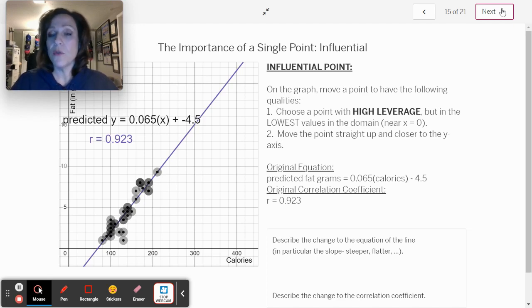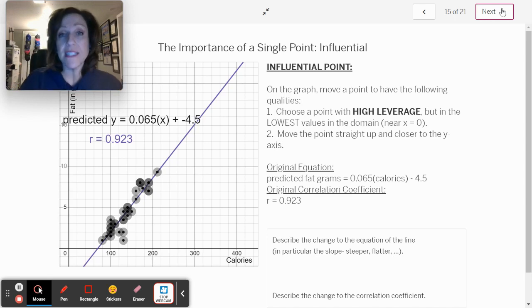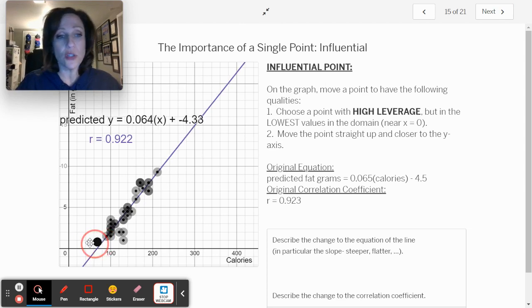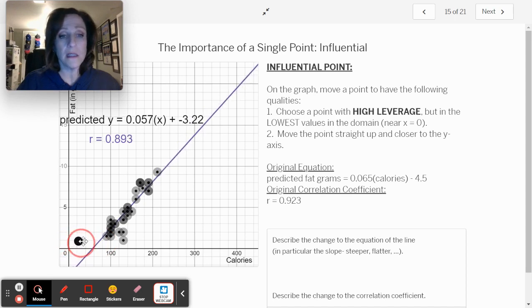On the graph, move a point to have the following qualities. Choose a point, we want it to have high leverage. Okay, so it's going to be far away from the mean of x. But we want it in the lowest values of the domain. So as close to 0 as we can get. So outside of the data, but as close to 0. Okay. So I'm going to pick something like here. I'll scoot it on over as close to the y-axis as you can. Okay.